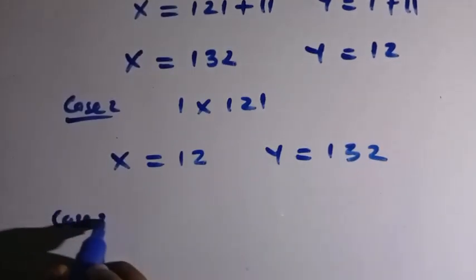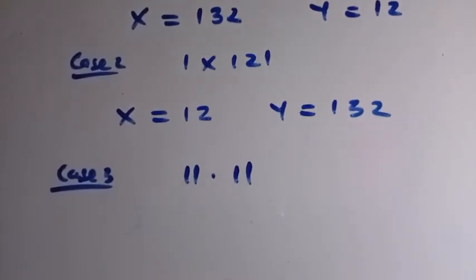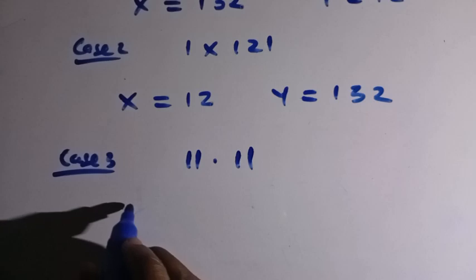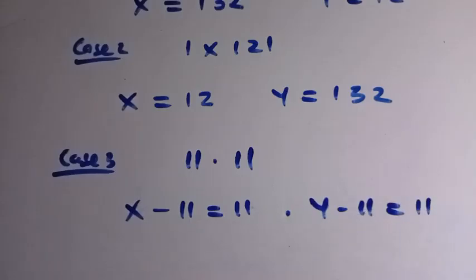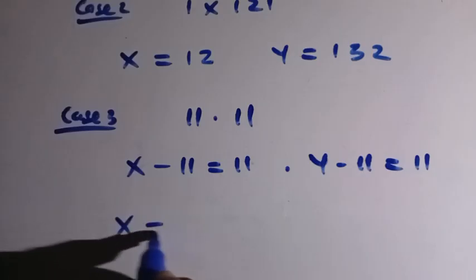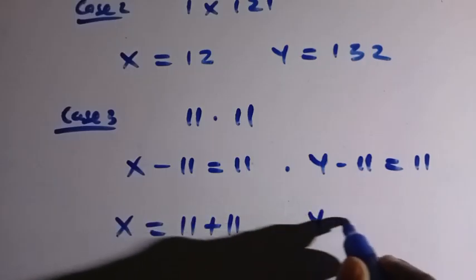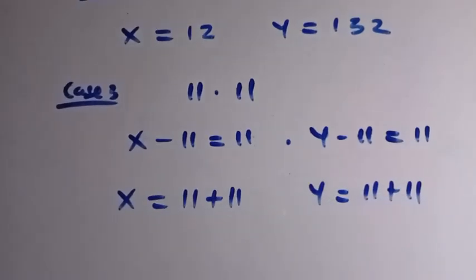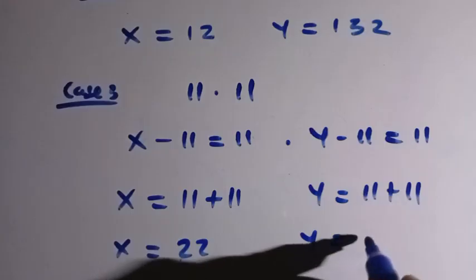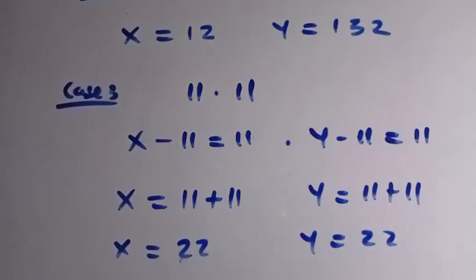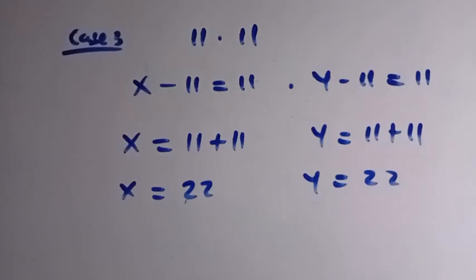And also, if you have case 3, that is when we have 11 multiplied by 11. By trying to solve this out, we are going to see that x minus 11 equals 11, and y minus 11 equals 11. So by this, we have x equals 11 plus 11, and also y equals 11 plus 11. So we have x equals 22, and y is also equal to 22. And I'm not going to consider the negative part of this because it gives us 0. So that's why I'm neglecting minus 11 minus 11.